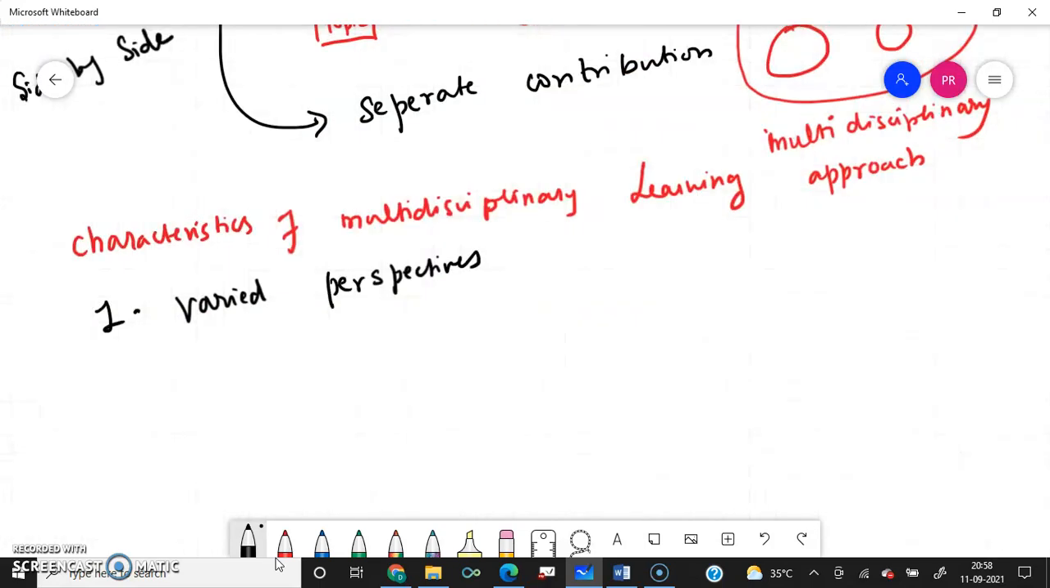Now we go to the second characteristic. It is about retaining their distinct identities. Okay, different disciplines' identities are separately dealt with and they are not integrated.